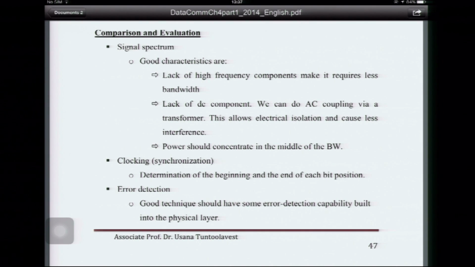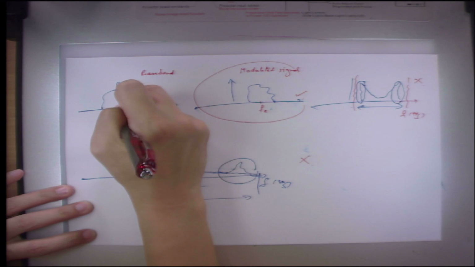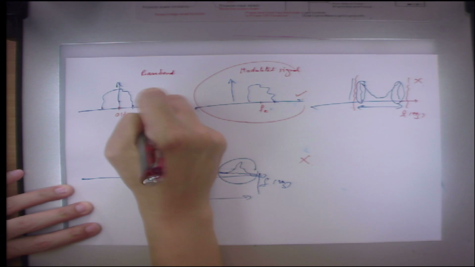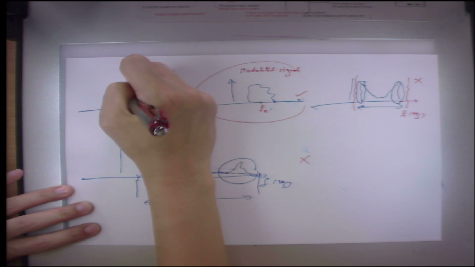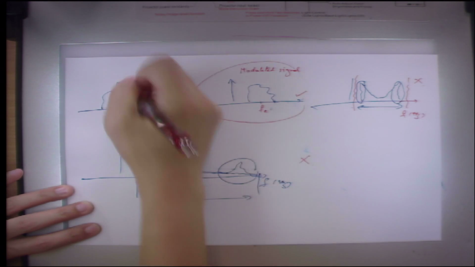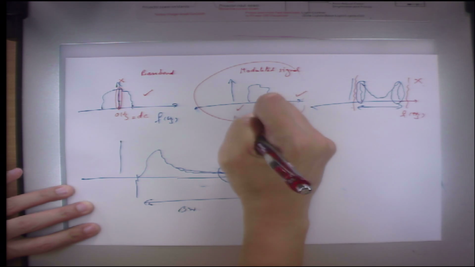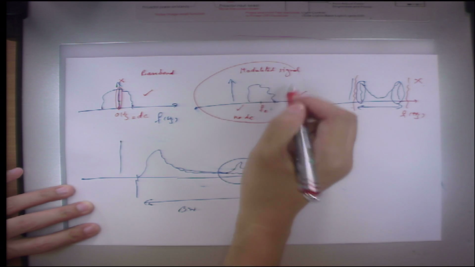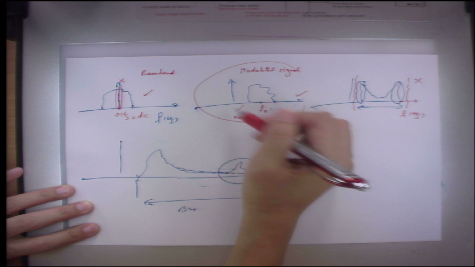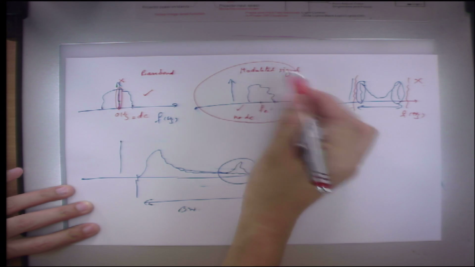We want a lack of DC component so that we can do AC coupling via a transformer, so that we can have electrical isolation and less interference. So this is the DC, 0 Hertz. This is DC. This one we don't like, that it has the DC. This one doesn't have DC, so it's good. No DC. Again, what we are usually sending is the modulated signal.